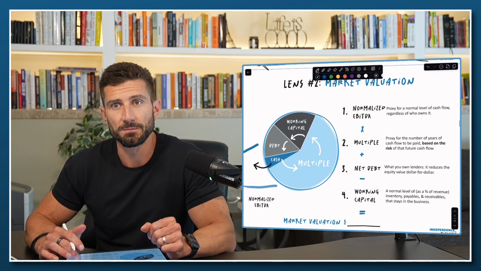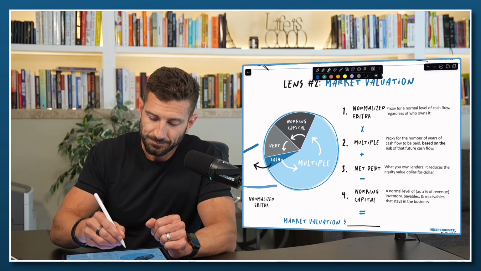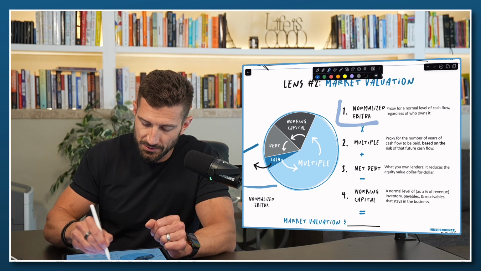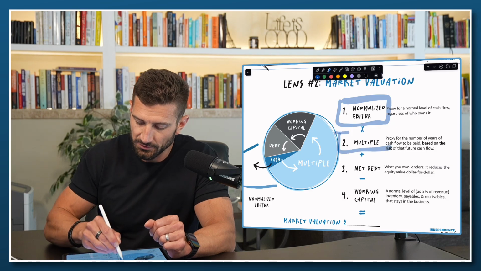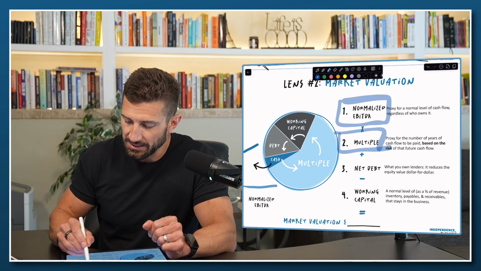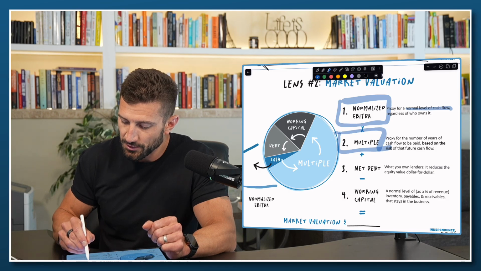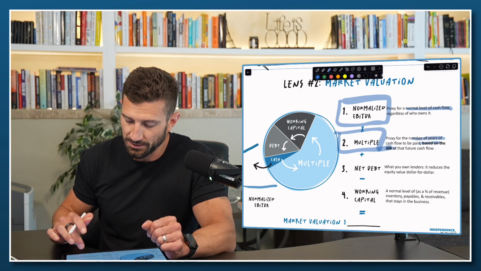The second lens is the market valuation, where we're taking the 4 main KPIs, which is normalized EBITDA times the multiple. This is just the proxy for cash flow, normal level of cash flow. This is a proxy for the number of years of cash flow based on the risk.